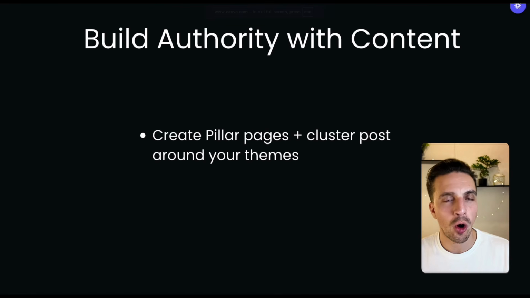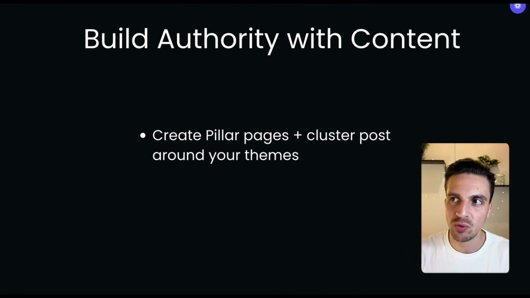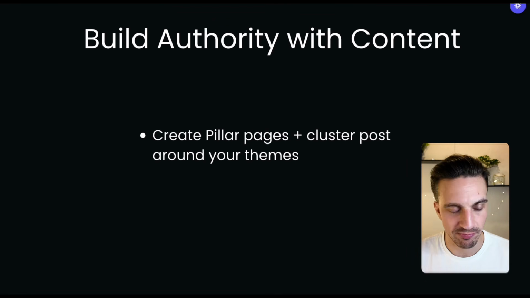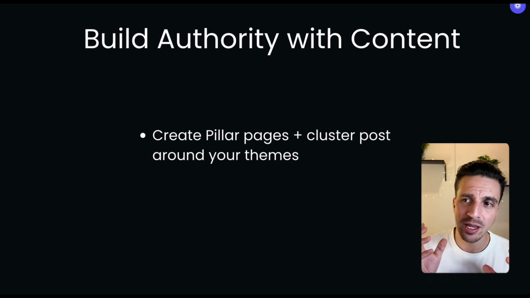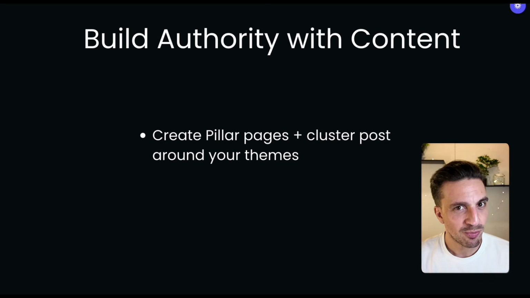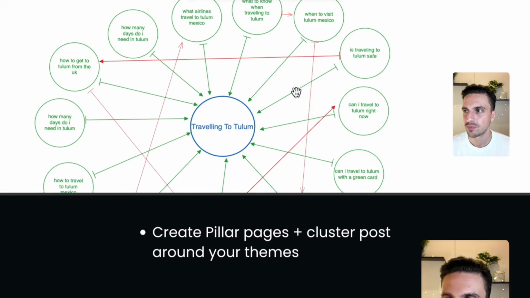Step 2 for optimizing for Entity SEO is building authority with content. Now, there are probably a million ways you can do it, but I'm going to show you one way that tends to work really well for our community members and at the moment for myself. And that's creating pillar pages and cluster posts around your themes. Let's break this down in another visual way.